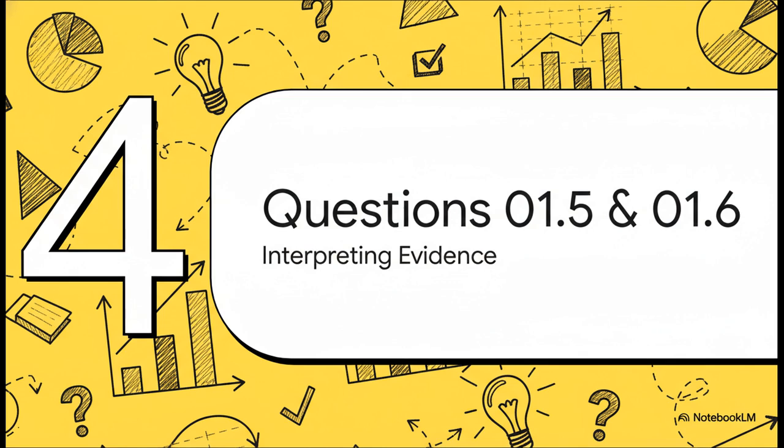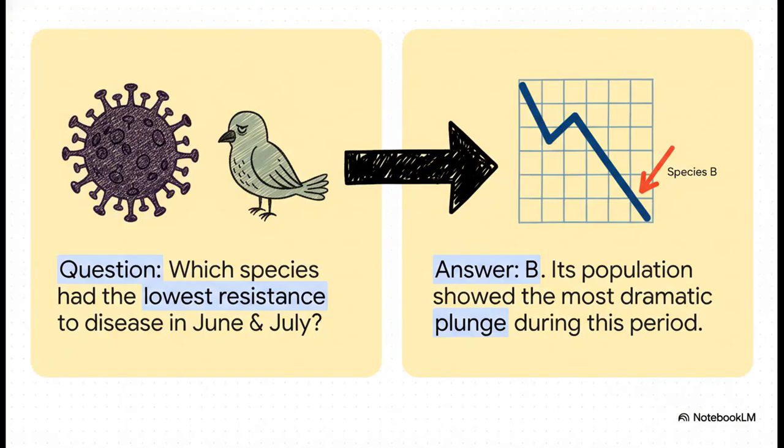All right, let's wrap up question 1. These last 2 parts are all about drawing conclusions from the data. Basically, what does it all actually mean? Question 1.5 throws a curveball. It says a disease hit in June and July and asks which species had the lowest resistance. So we look back at that graph and whoa, species B takes an absolute nosedive during that time. A really sharp drop means high mortality, which means low resistance. So the answer, as the mark scheme confirms, is B.